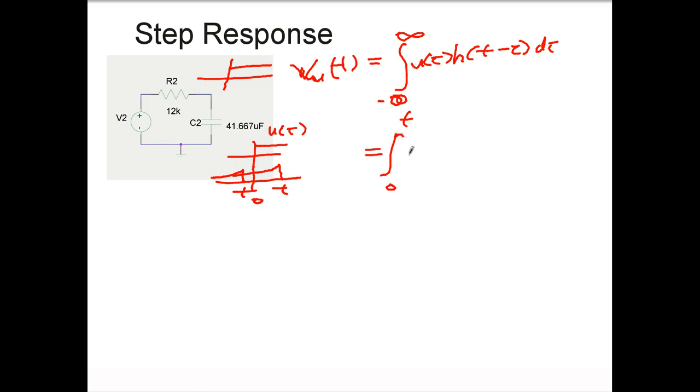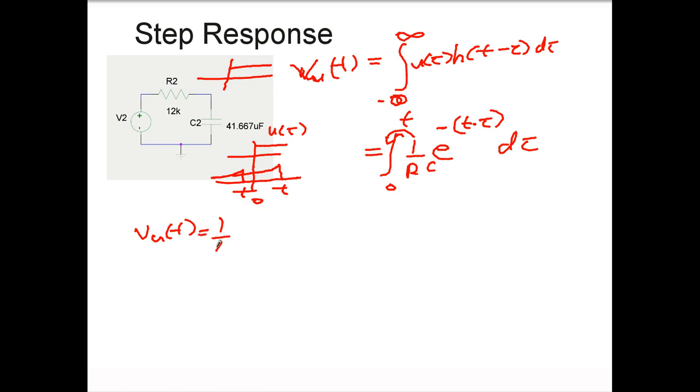U of tau is 1, so I will not write that down again. And h of t minus tau is 1 over RC e raised to minus (t minus tau), d tau. And this is nothing but my impulse response, and I have used h of t minus tau. Next, I'll take this 1 by RC term outside the integral.